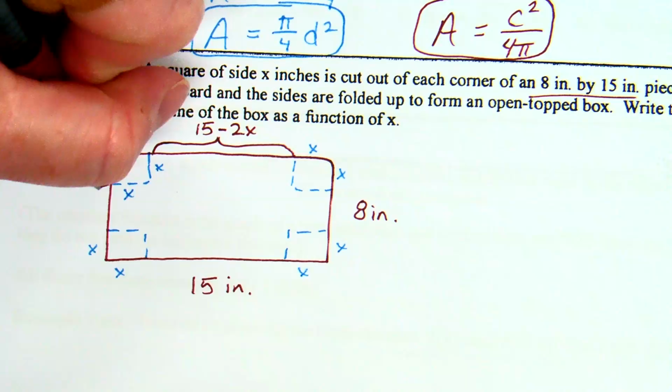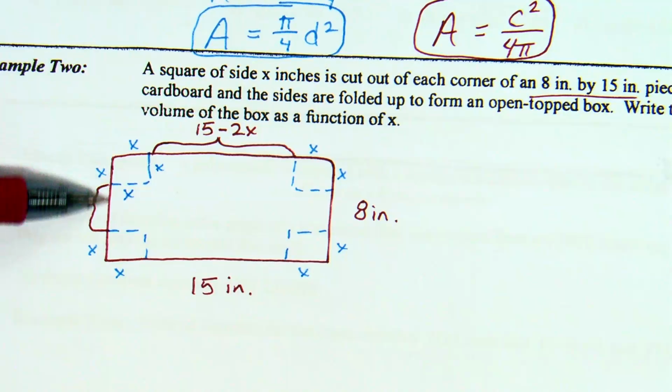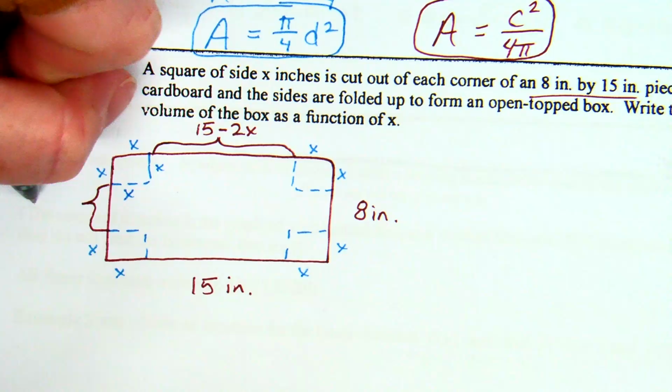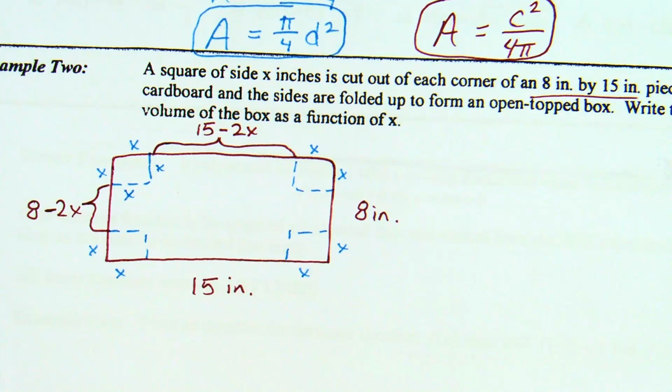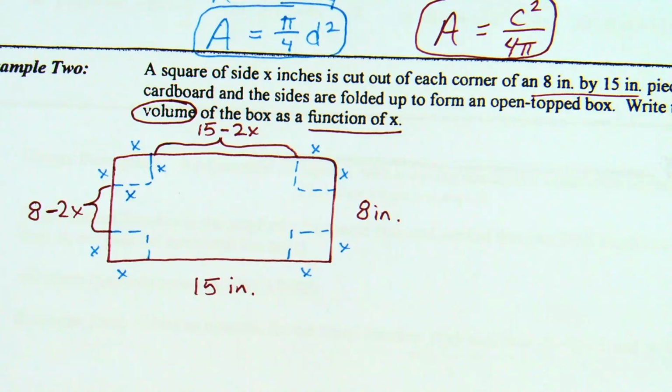What about my side? 8 minus 2x. Yeah, it was 8 long. You cut out x from one corner, x from another corner. It's now 8 minus 2x. Okay. I think I forgot to go back and ask, what is this question asking? The volume of the box as a function of x. So that means we're going to do volume, but we can only have x's in our volume.